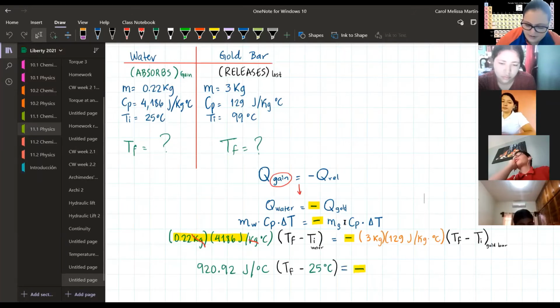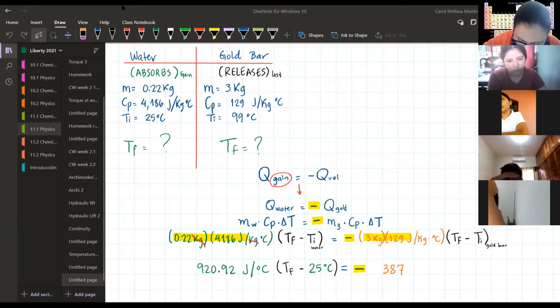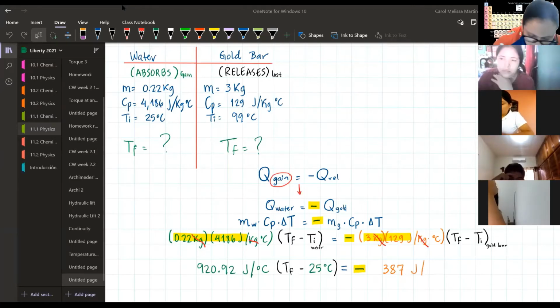Don't forget the negative. Now here I will multiply 3 times 129. 387. And here again, I see if I can eliminate some units, the kilograms and kilograms. So this is going to be in joules over Celsius. And again, this will be multiplying Tf minus the initial temperature of the gold bar, that is 99 Celsius.